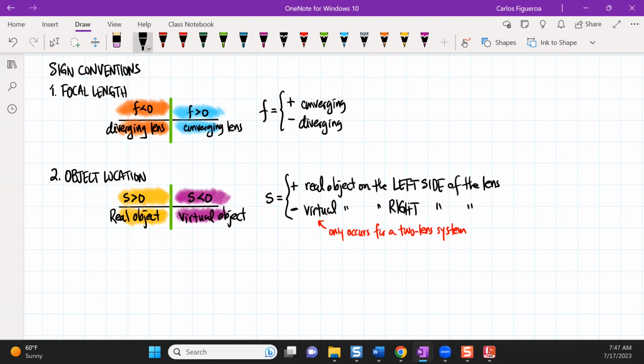And then finally, we have our image location.